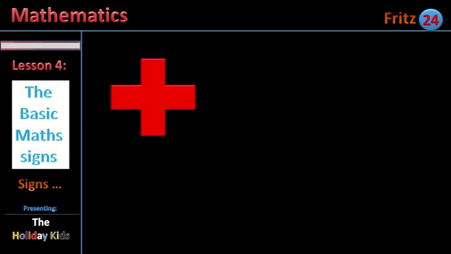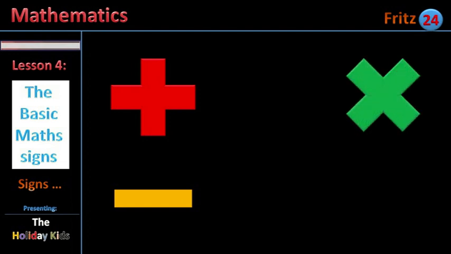Here we are looking at the basic mathematics science. The first one is plus, the addition sign, plus. Then we have minus, minus for subtraction. Multiplication, we normally call it times.